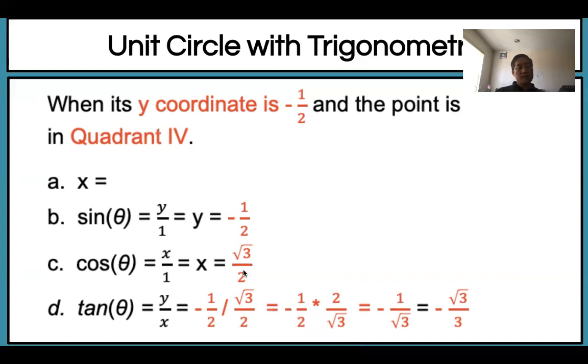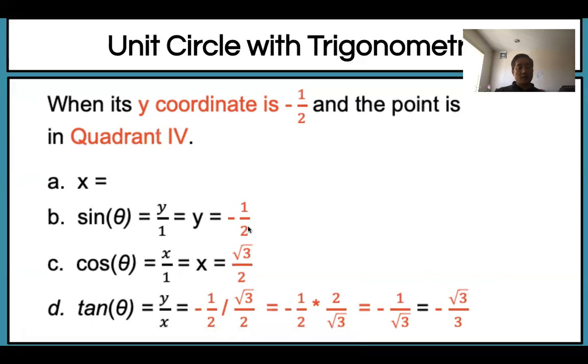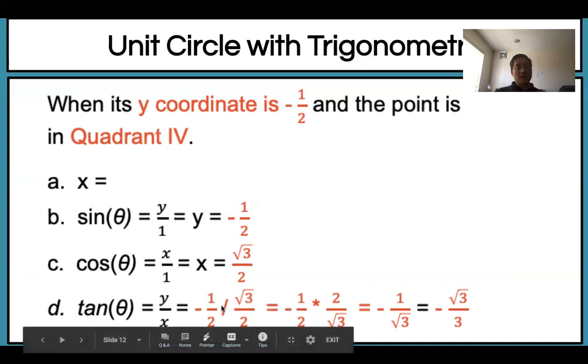But when you get the tangent, it is y over x. Y was negative half divided by x, which is square root of 3 over 2. Well, how do you change it to multiplication, right? Division becomes multiplication, and we take the reciprocal of this. The square root of 3 goes down, 2 goes up, and then simplify. When you simplify, 2 in the numerator and denominator cancel, then negative 1 over square root of 3.